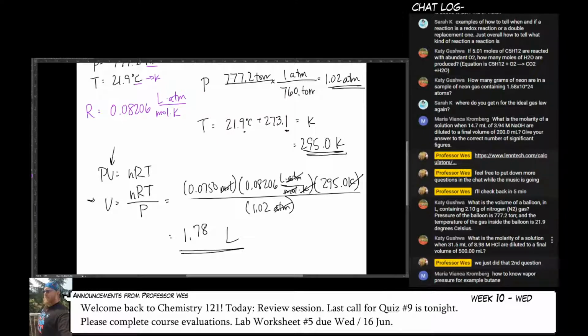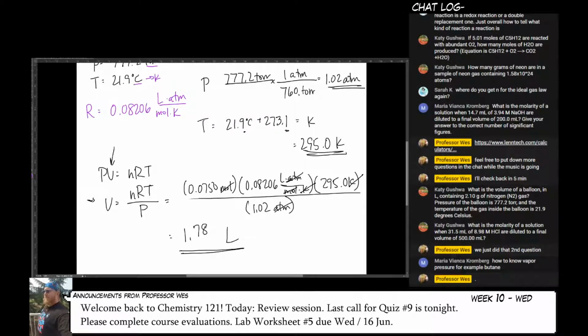Is the chat working? Is the chat updating? I'm just going to type a period in there. Hopefully everybody can see that.